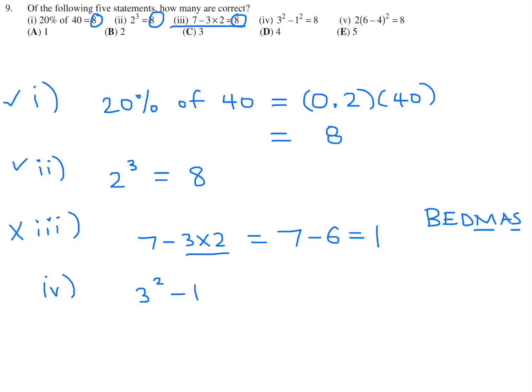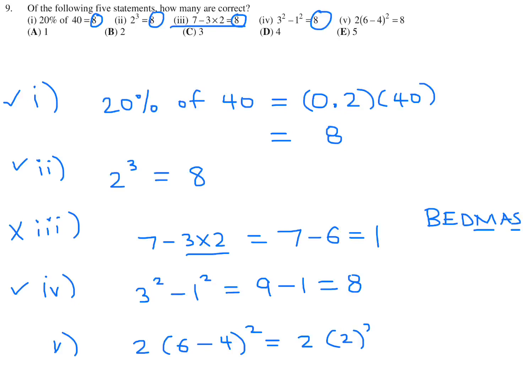3 squared minus 1 squared. 9 minus 1, and that is equal to 8. So what they told us is correct. And finally, the last one. 2 times 6 minus 4 all squared. 6 minus 4 is 2. And then 2 squared is 4, and therefore this becomes 2 times 4, which is 8. So that's correct. So it looks like 1, 2, 3, 4 of these are correct, and therefore the answer for number 9 is D.